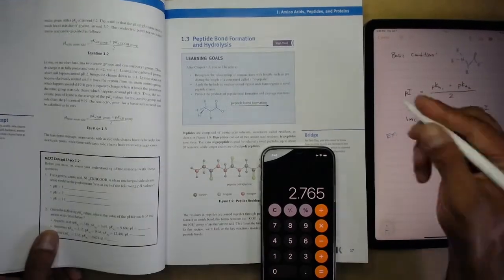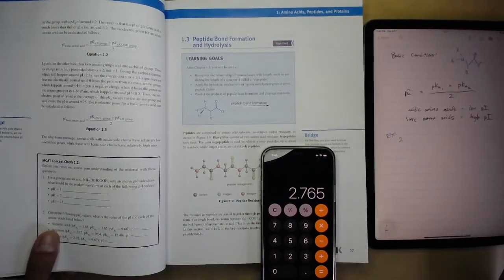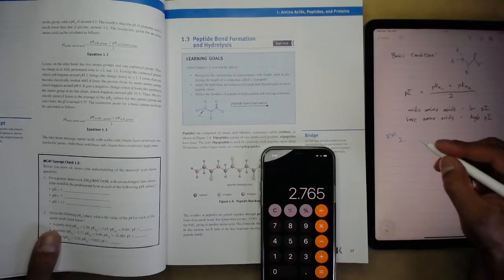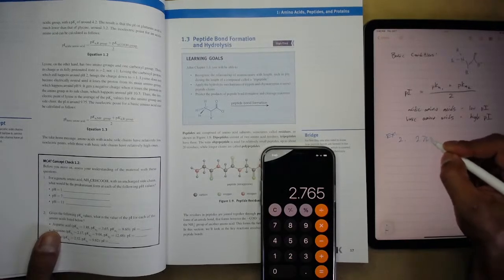We skipped 1. Or we didn't skip 1. We did it. We just didn't write it down. 2 we're going to write down, because we're not going to remember these values. Aspartic acid has a pI of 2.765.